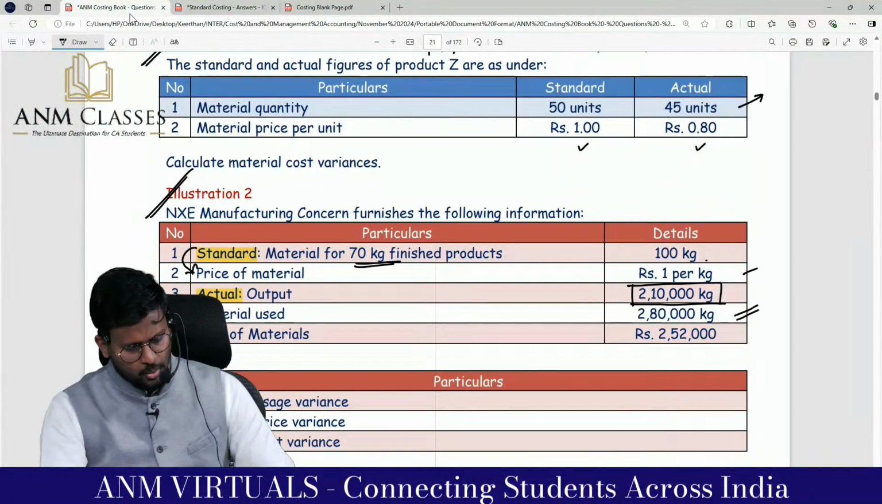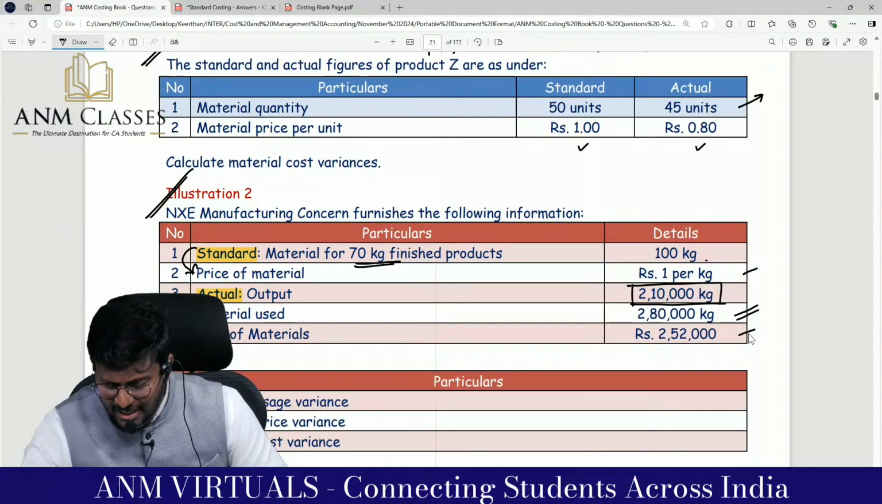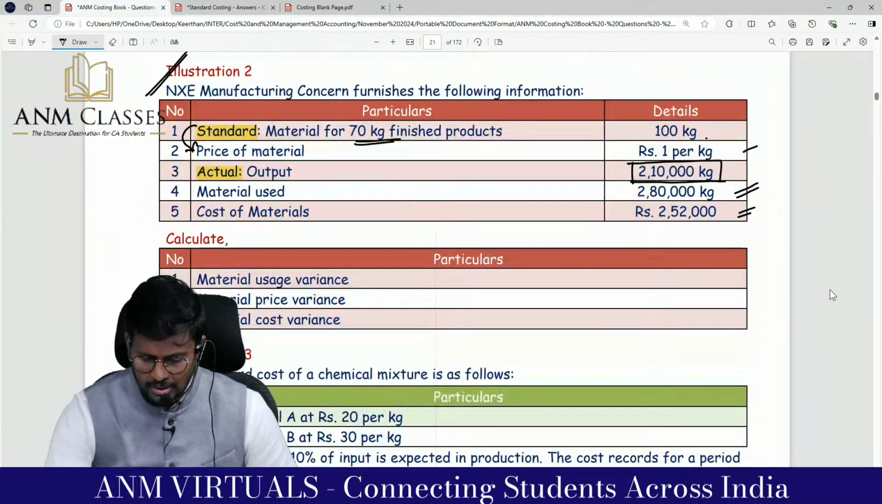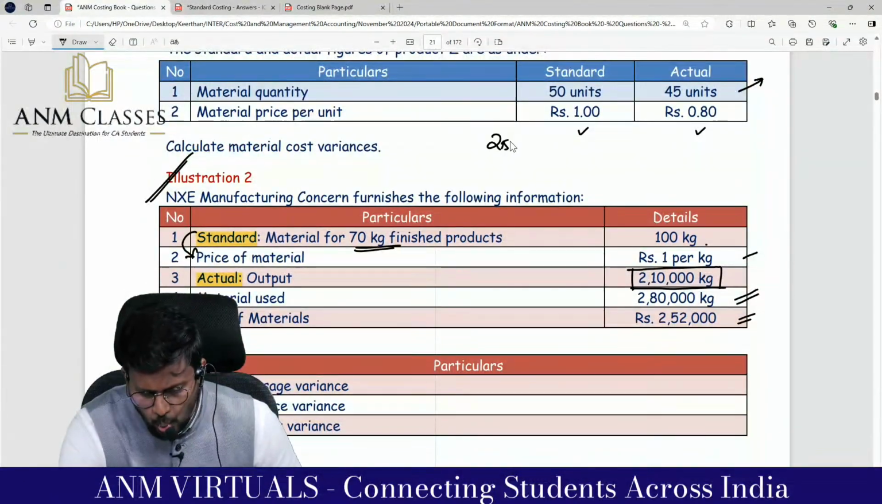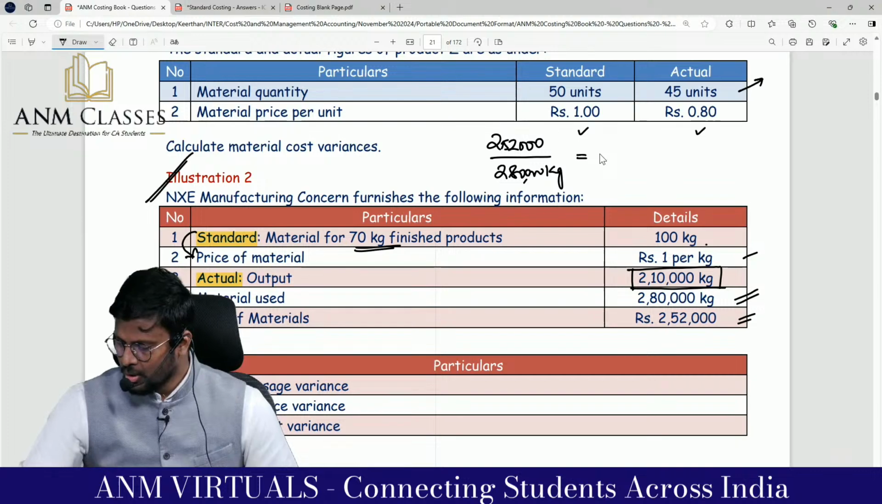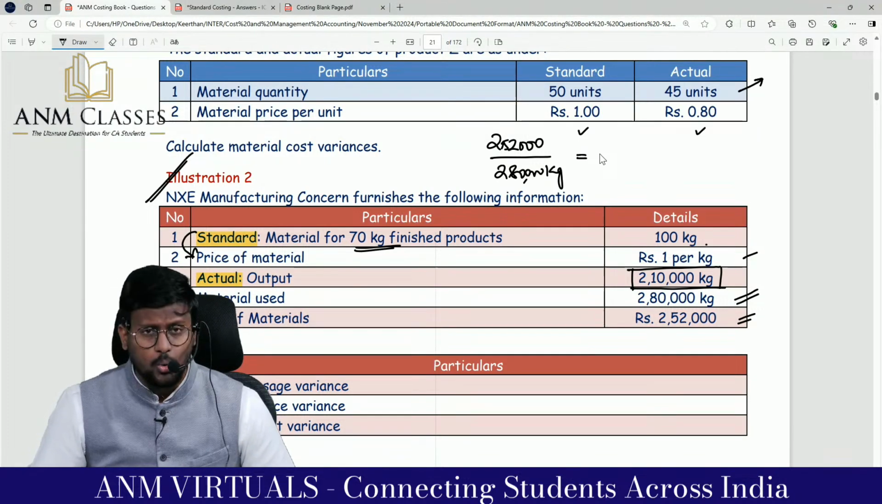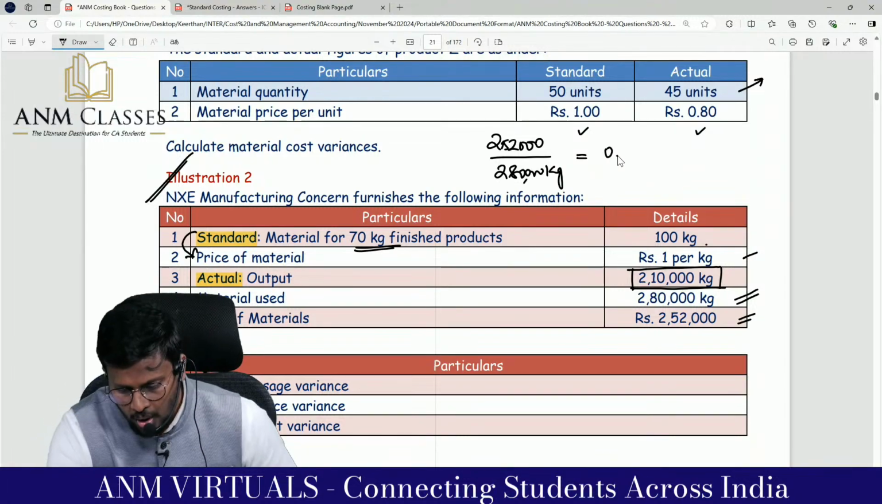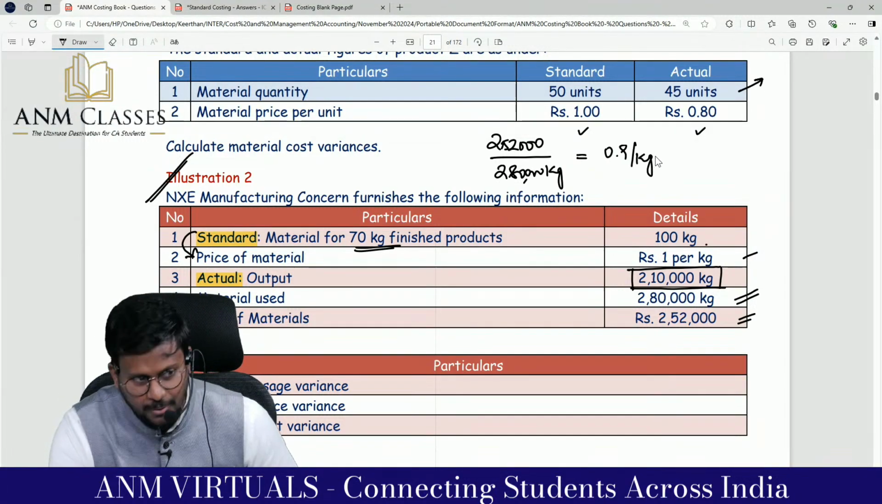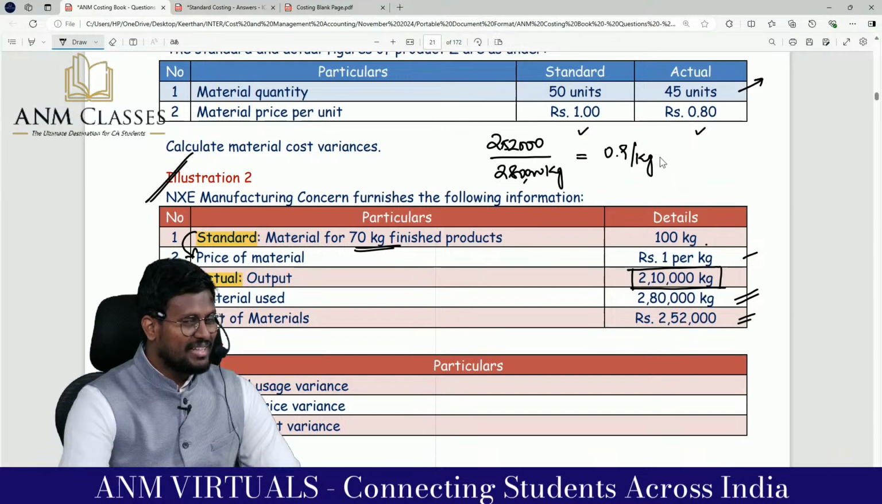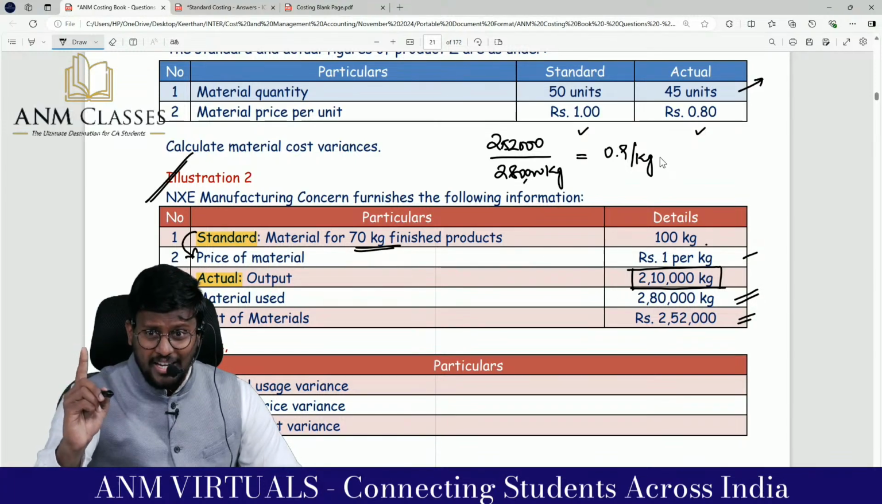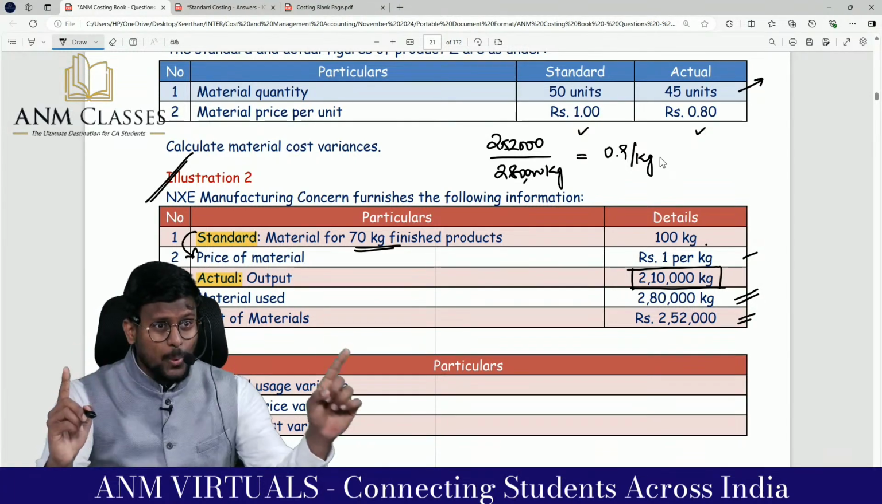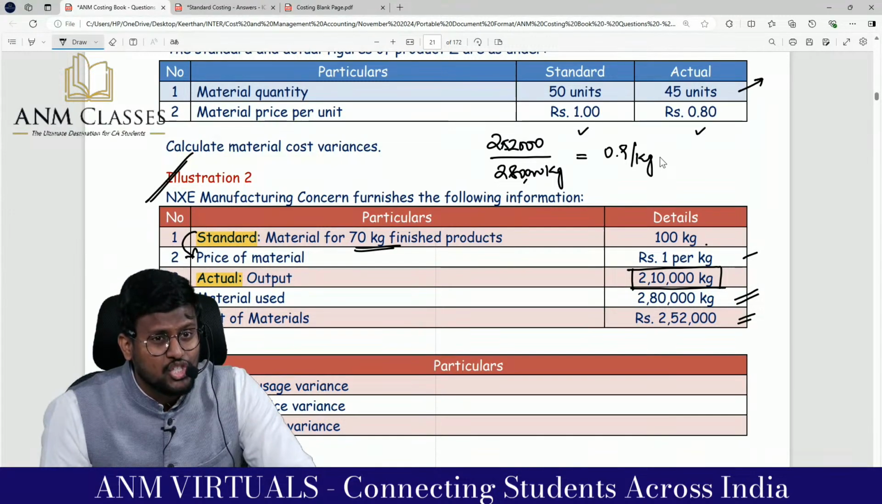Look at the remaining part of the question. Cost of material is 2,52,000. Sir, I have spent 2,52,000 for 2,80,000 kg. Clear? So 2,52,000 divided by 2,80,000 comes to 0.9 per kg. Brilliant. The standard price is 1 per kg, but the actual price is 0.9 per kg.